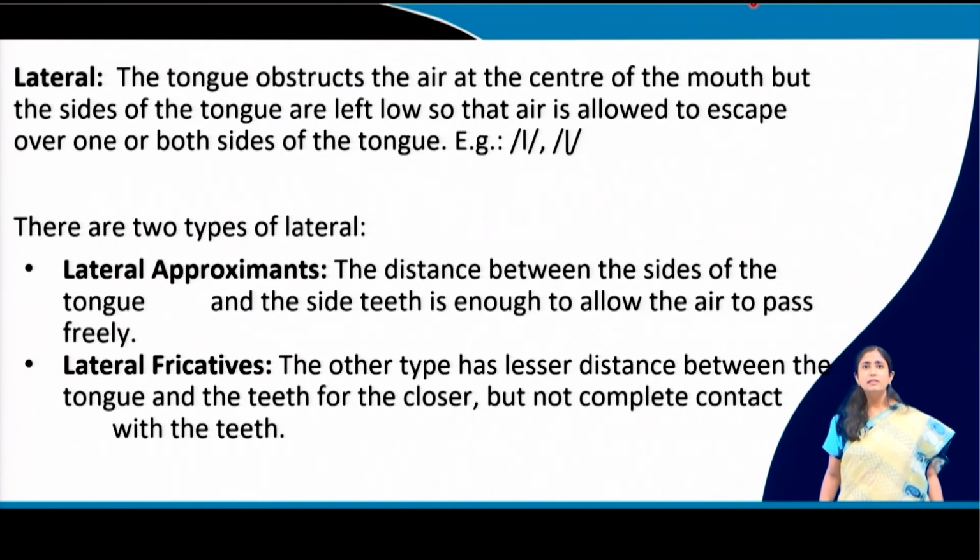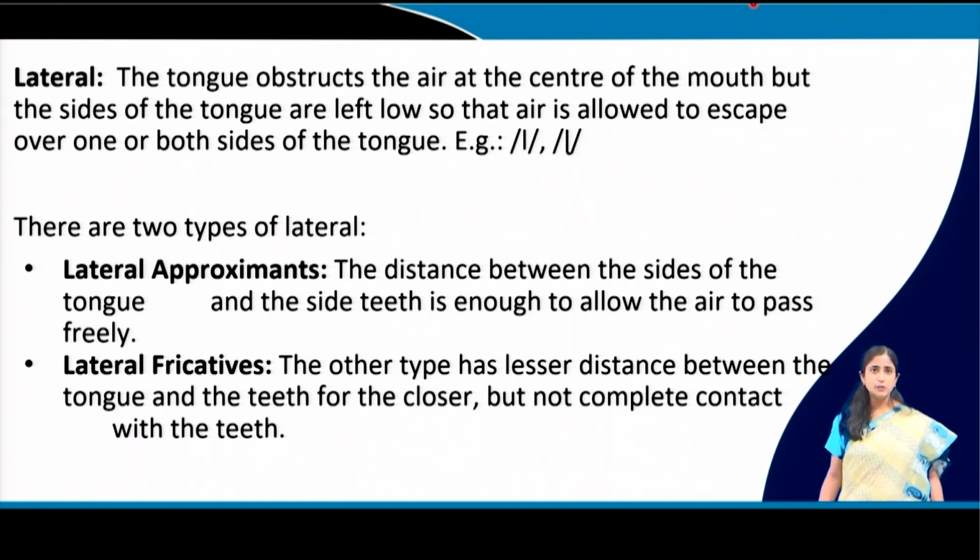Now, coming to laterals, in laterals the tongue obstructs the air at the center of the mouth, but the sides of the tongue are left low, so that air can come out from there, and we have sounds like l. When you are saying l, you can easily understand that the tip of the tongue is coming to the upper portion of our mouth, but the sides are open for air to come out. So, air can easily come out, and we have sounds like l.